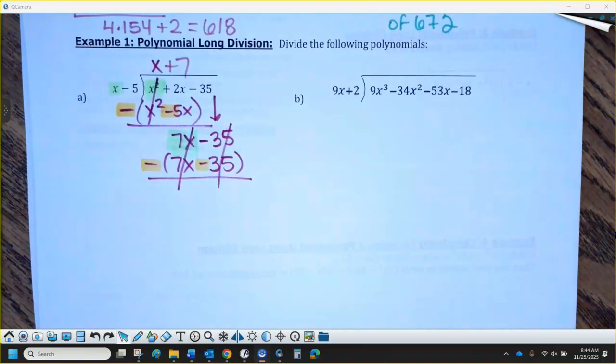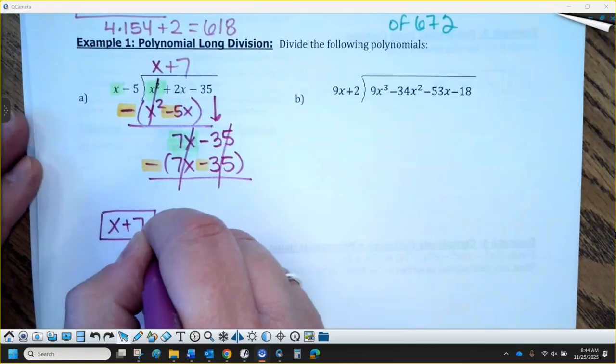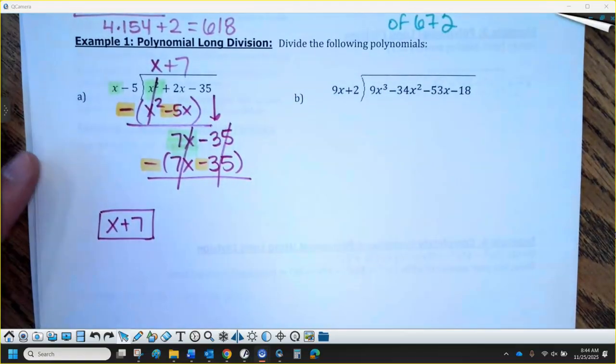So there's no remainder. Okay, your answer to the question is what we have on top of the lovely division sign, which is the x plus 7. That's the answer.